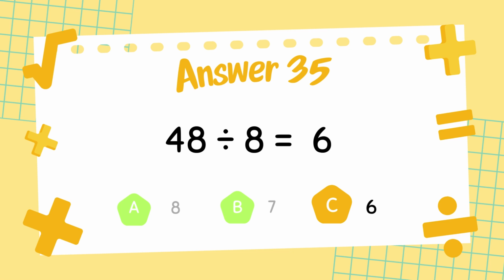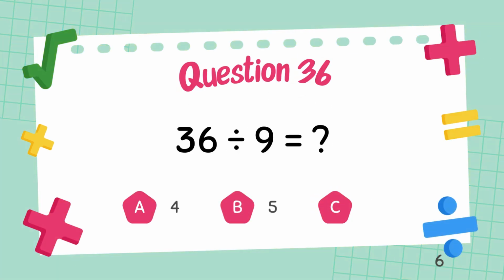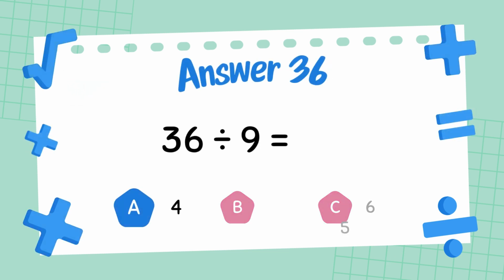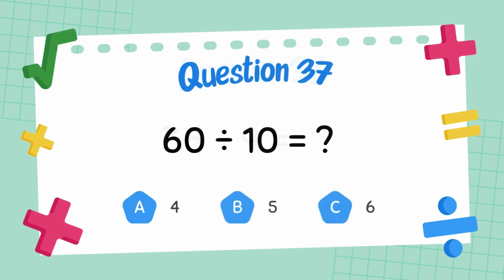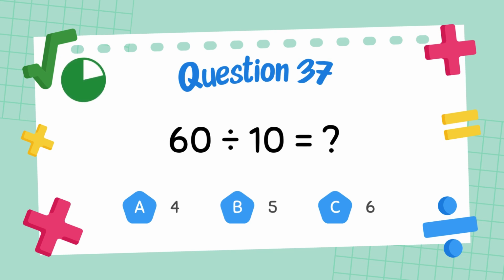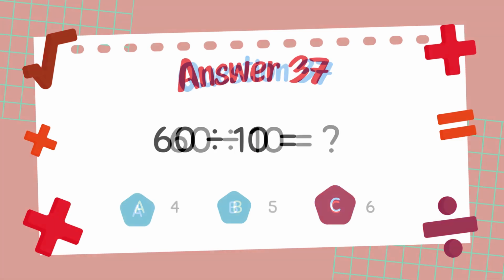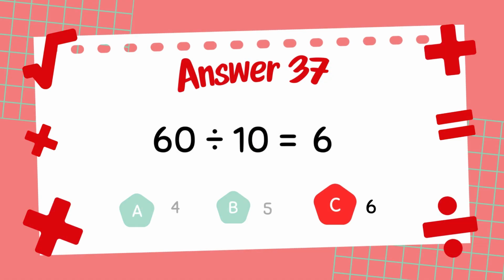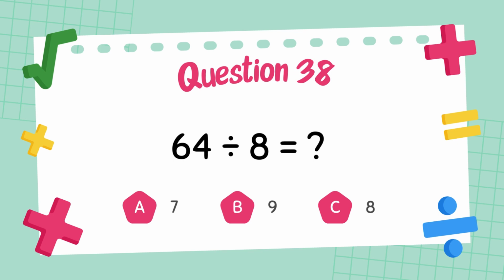The answer is 6. What is 36 divided by 9? The answer is 4. What is 60 divided by 10? The answer is 6. What is 64 divided by 8?